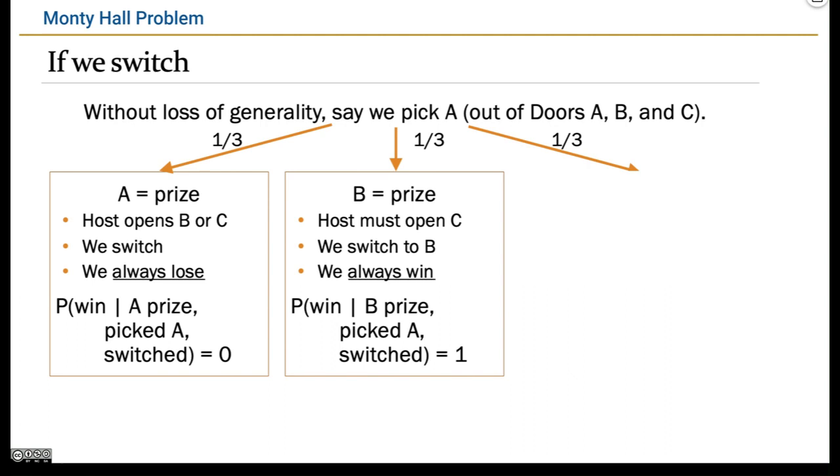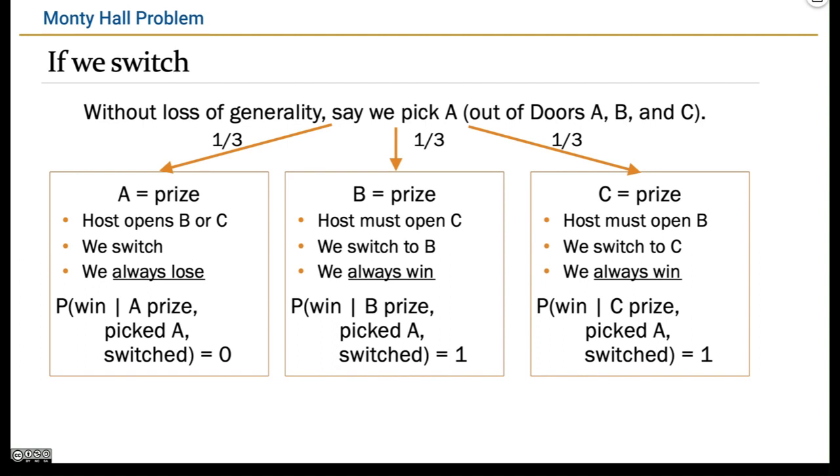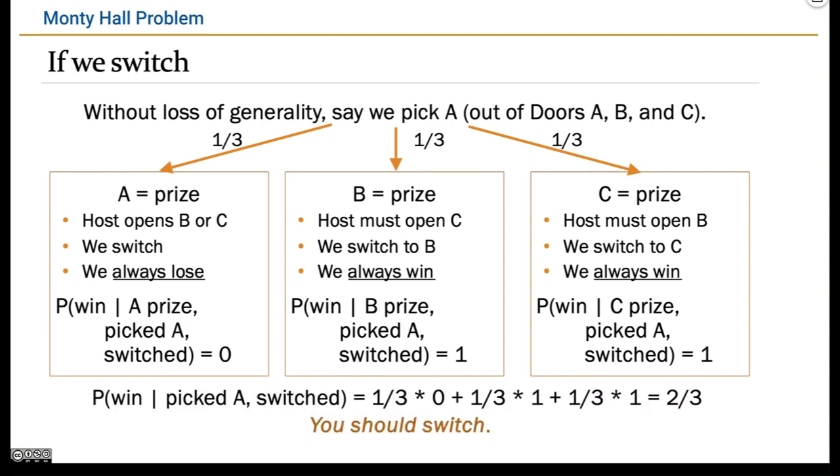Okay, now let's look at the next scenario. Again, you pick A, but the prize is behind B. So in this case, the host is going to have to open C because they won't open the one where the actual prize is. And you're going to switch to B and you're going to win. And the last option is the prize is behind door C. That means the host will have to open door B. If you switch, again, you'll win. And so now using the law of total probability, putting all of this together, the probability that I win, given that I picked A and I switch, is going to be 2/3. So from a probabilistic standpoint, you actually should switch.